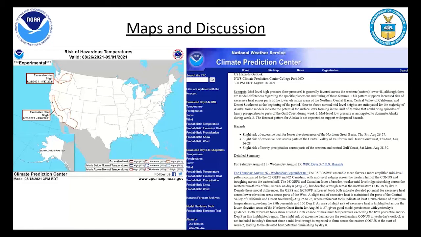And on the right-hand side is an example of the discussion that we post alongside the map depiction. So we have a synopsis, which is more of a summary, tends to be a little more non-technical, with bullet points of the hazards, and then a detailed summary, which is more detailed on the tools used. And we also try to tie it into potential impacts as well.